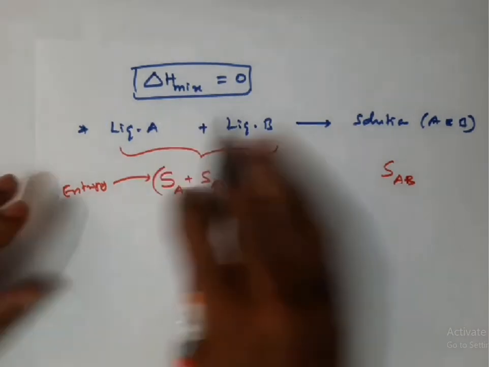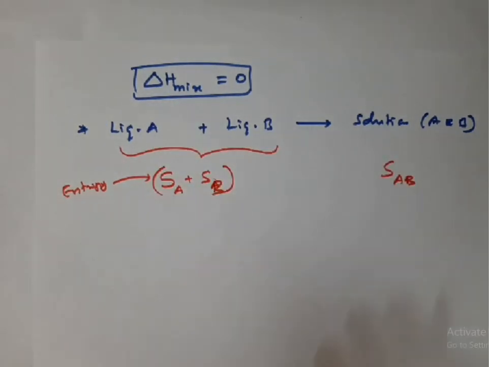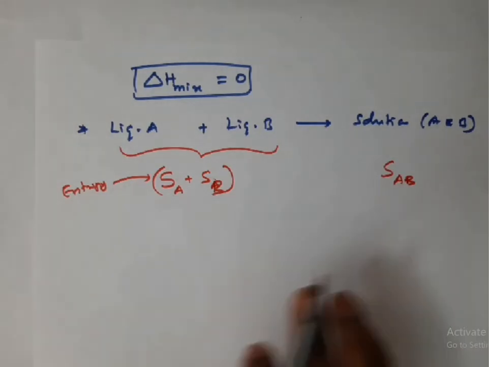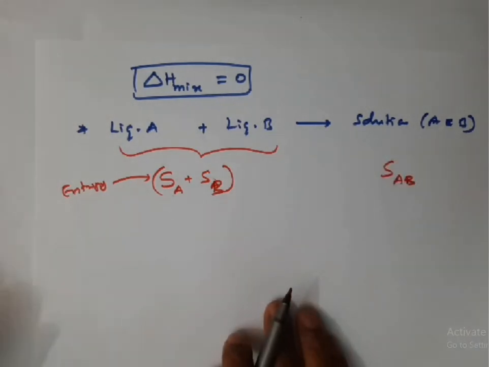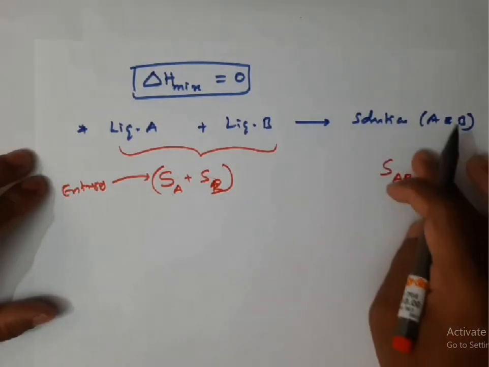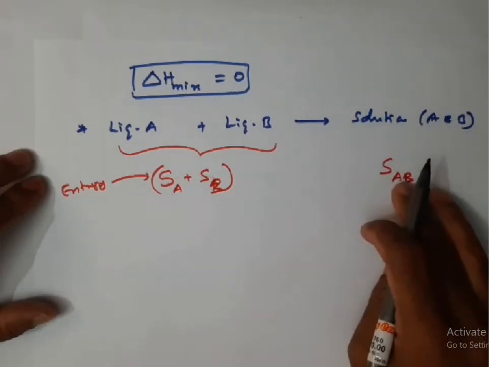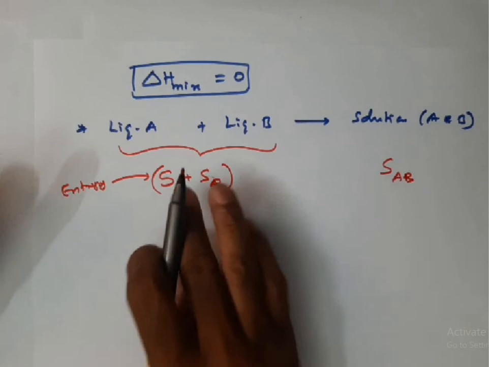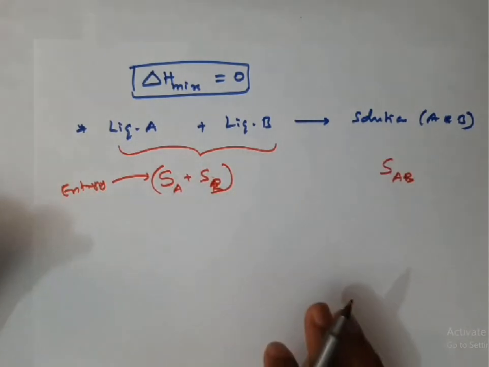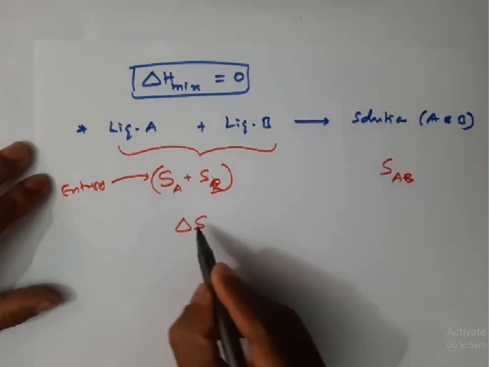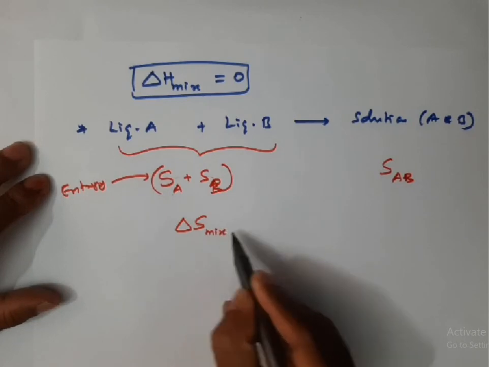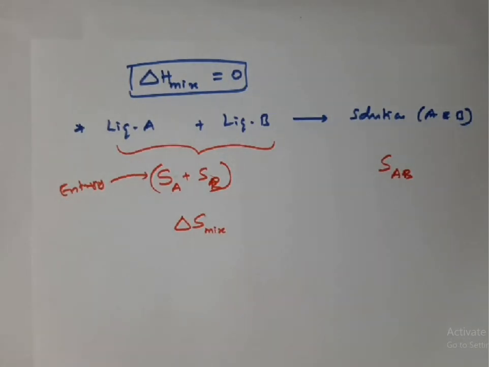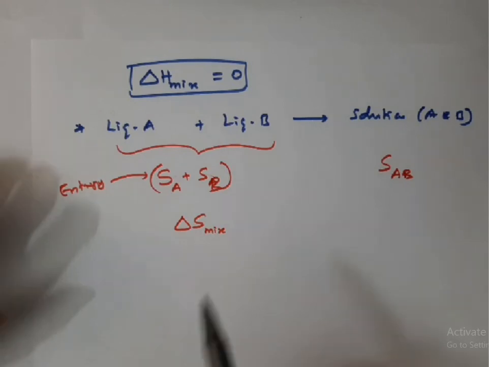Since there is no difference in the force of attraction between AA, BB, AB, all are equal, there is no change in force of attraction. The total entropy after mixing and before mixing are the same, one and the same. Therefore, what is delta S mixing? I'm sorry, I made a mistake.